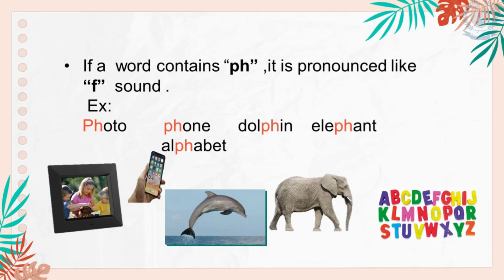And if a word contains PH, it is pronounced like the F sound. These are some examples. See, photo. We never say pho-to. It should be photo. Then phone, dolphin, elephant, alphabet. So always remember, when the letters PH are together, we pronounce them like F. The sound comes F.